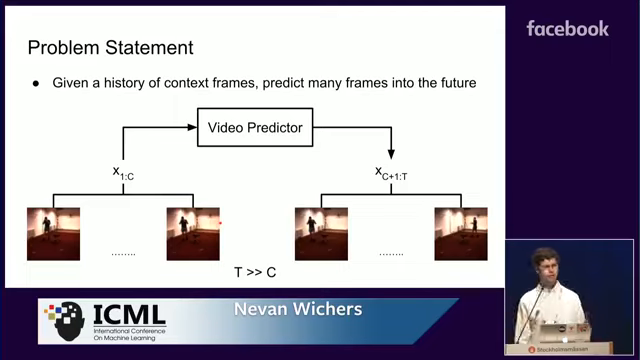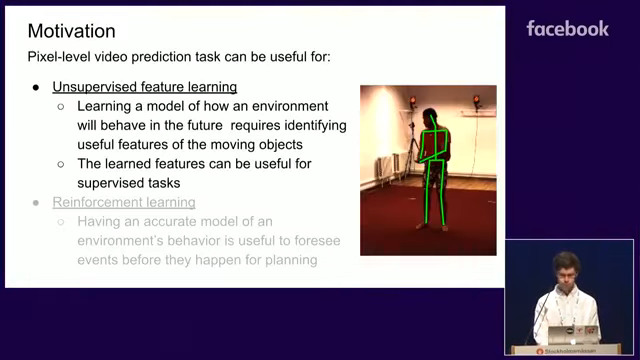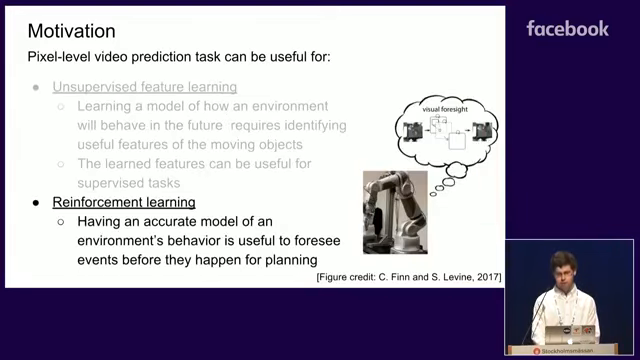The task of video prediction is, given the first few frames of a video as context, to predict the next frames in that video. That could be useful for a couple of different reasons. One of them is unsupervised feature learning, where the features that we learn for video prediction can be useful for other tasks, such as human pose prediction. Another potential application is in reinforcement learning, where it would help an agent to have an accurate model of the world, and such a model could be learned through video prediction.